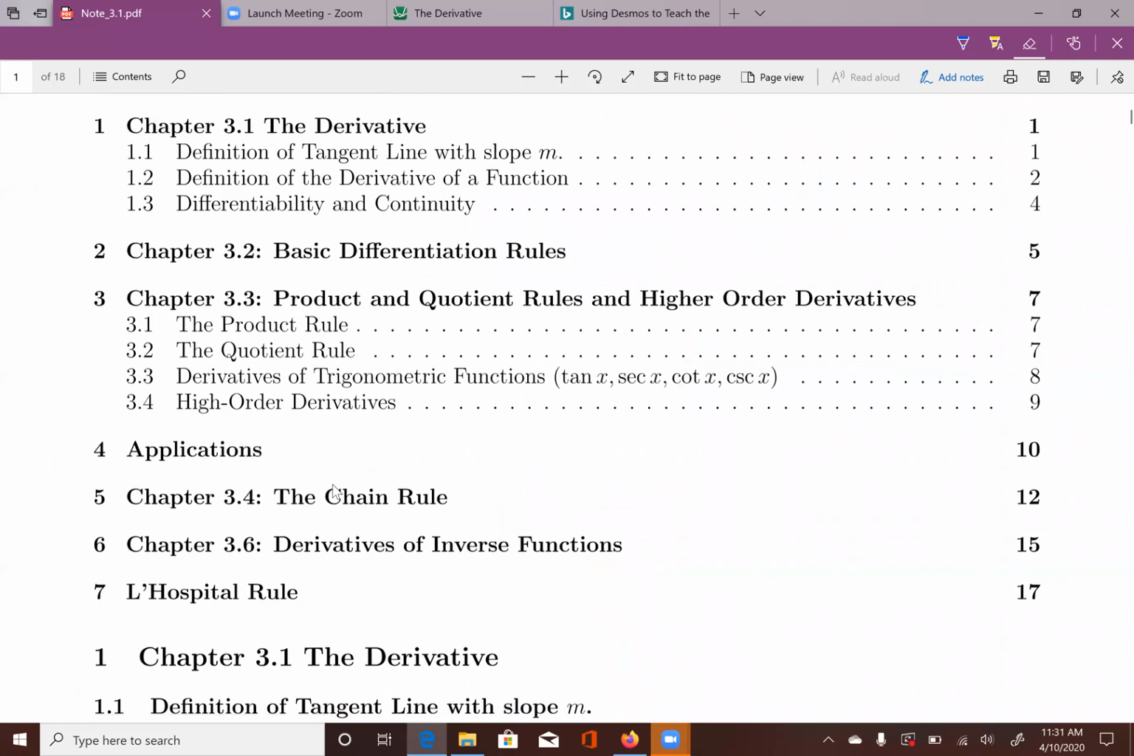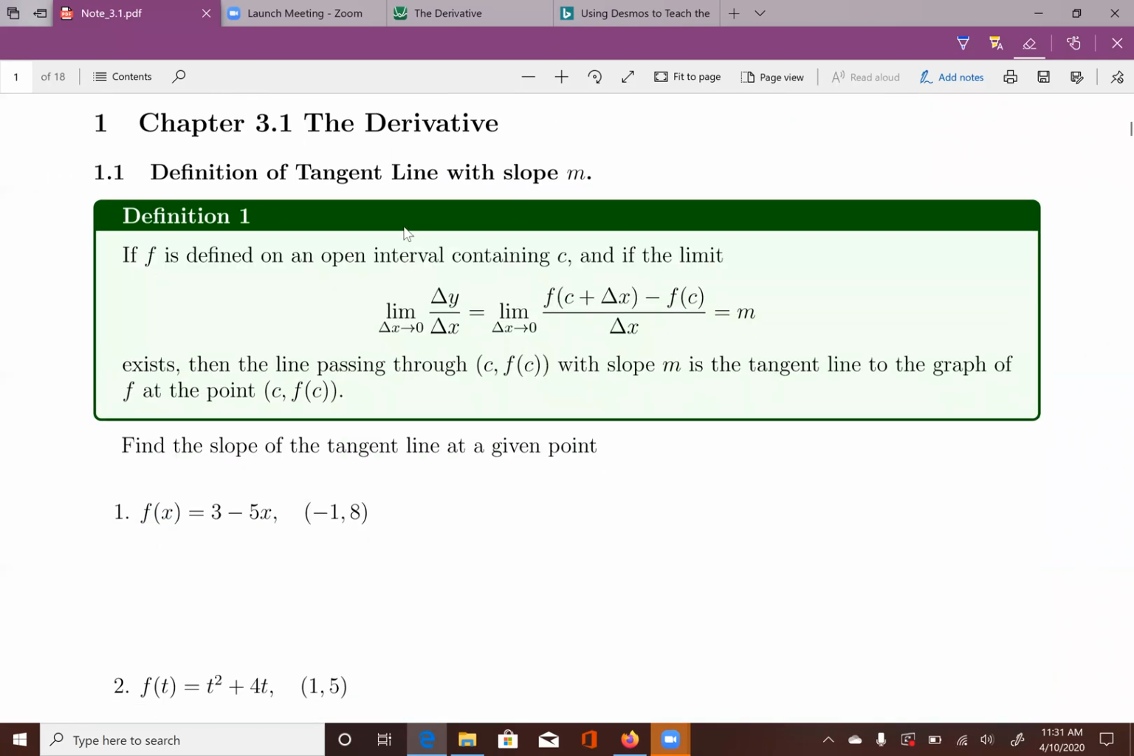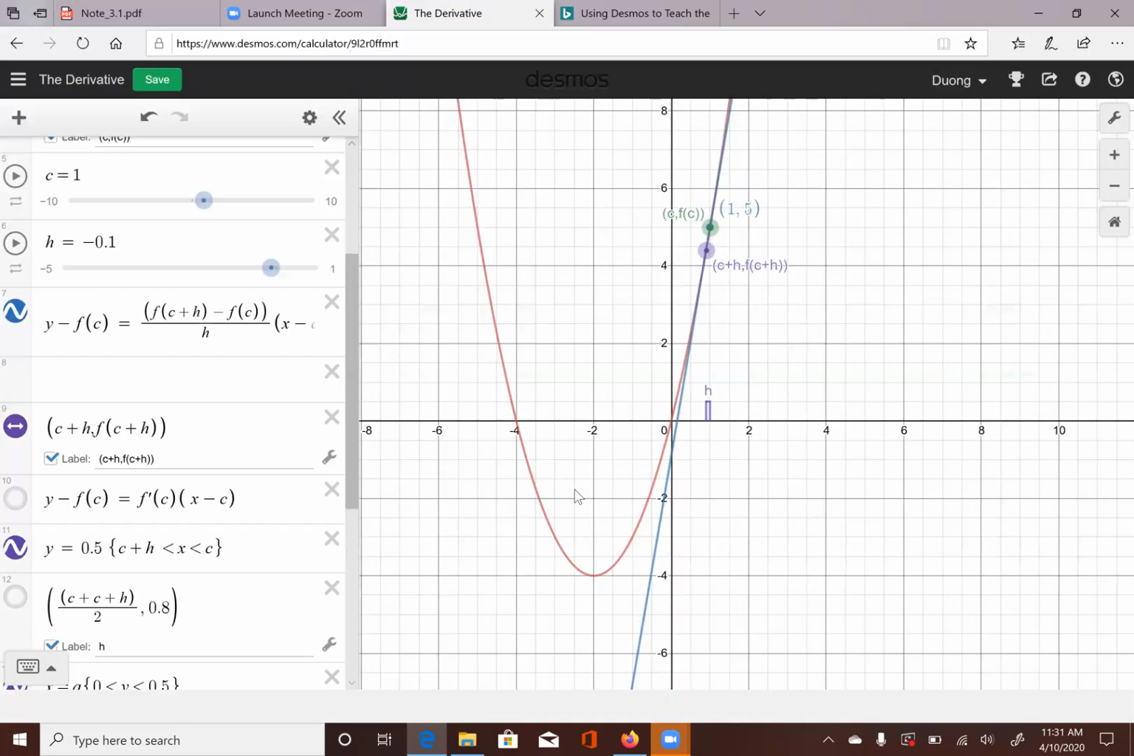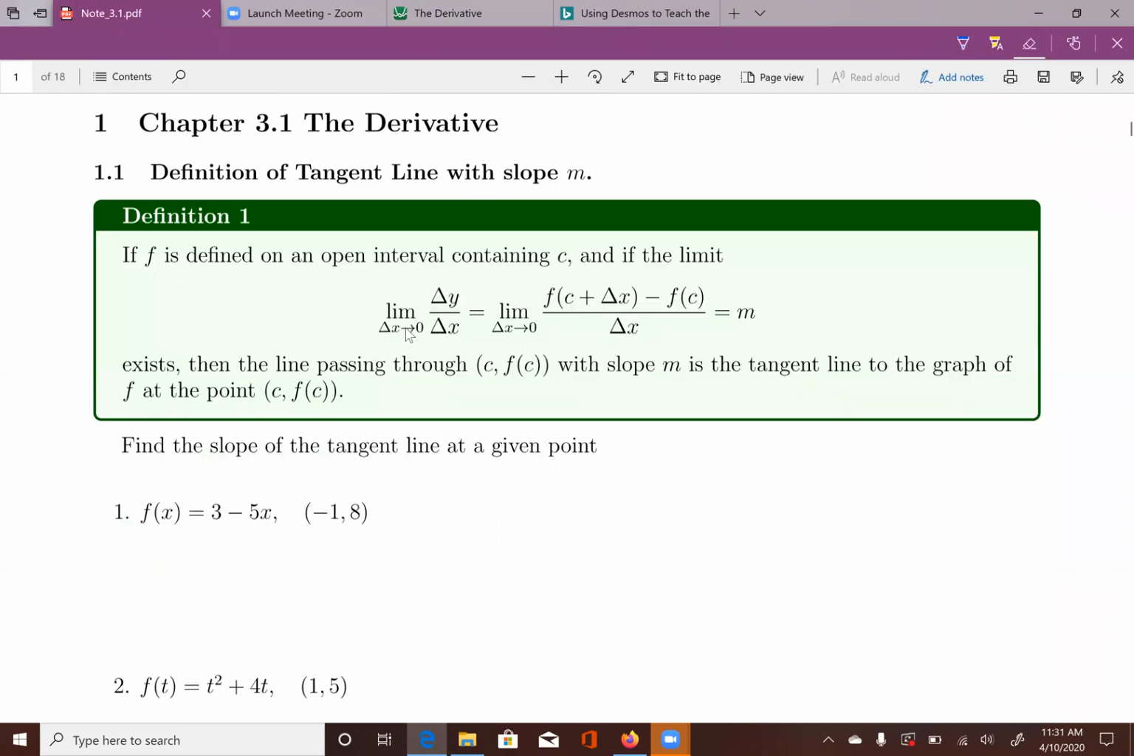So here is the definition of the slope of the tangent line, with the slope m. As you can see, you're using the limit process when you take the limit as delta x goes to 0, and again, delta x is h here, the distance between the two x values. When delta x goes to 0, the slopes of the secant lines of the two points will approach m, which is the slope of the tangent line that goes through the point c, f of c.